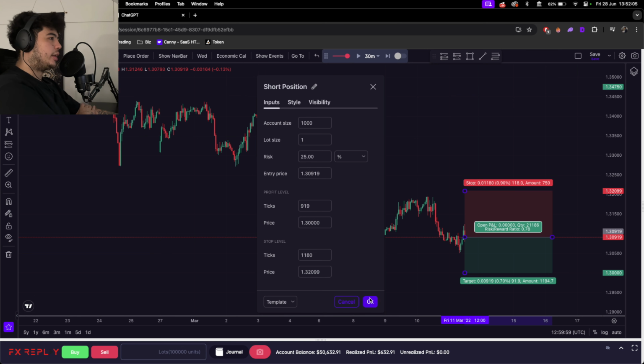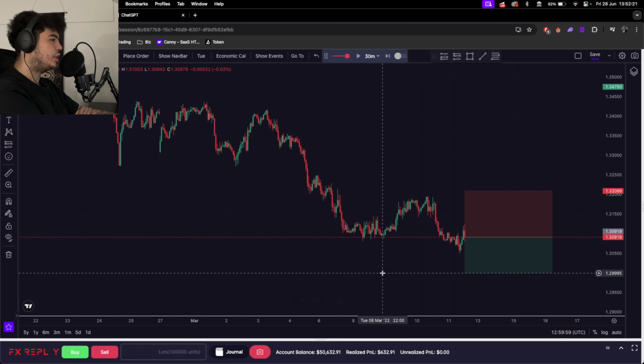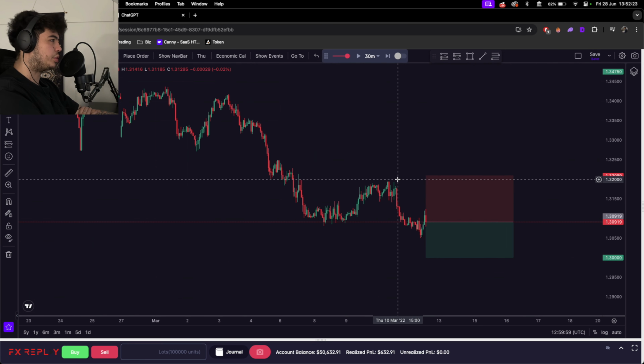What I also quite like is that it uses these round numbers. So obviously the entry price, if market executing, it can't always give us a round number or a psychological number, but you can see the take profit level is at 1.3, which I think is quite nice. And even the stop loss isn't too far off from a psych number, which is good. I quite like using psychological numbers.